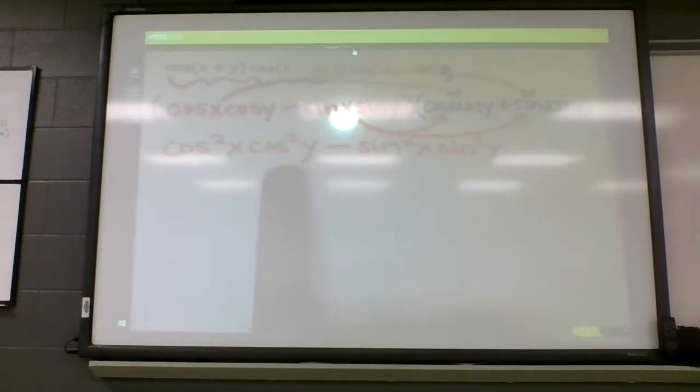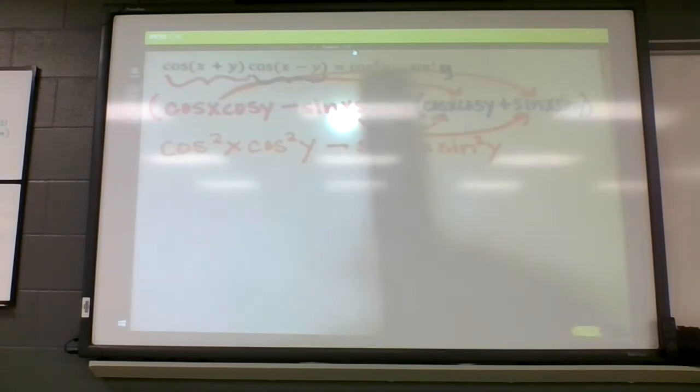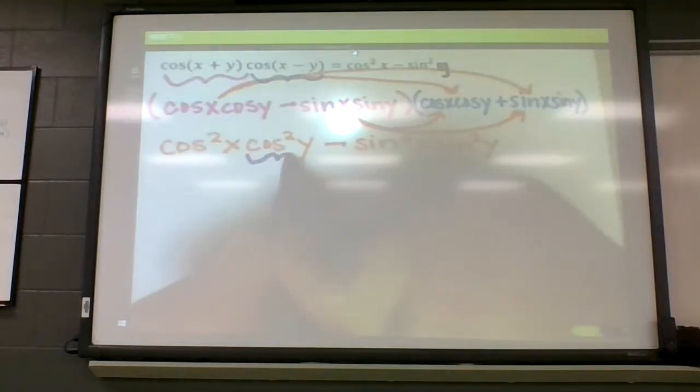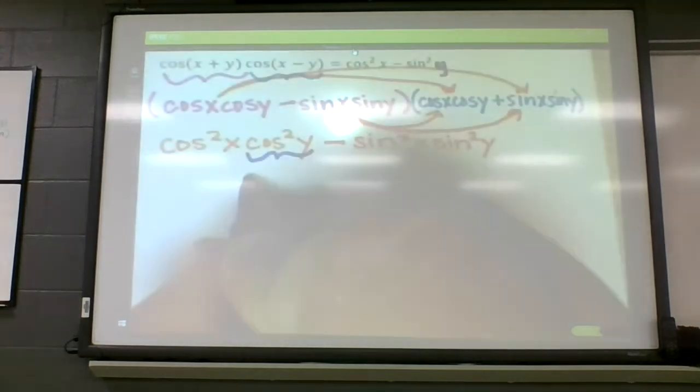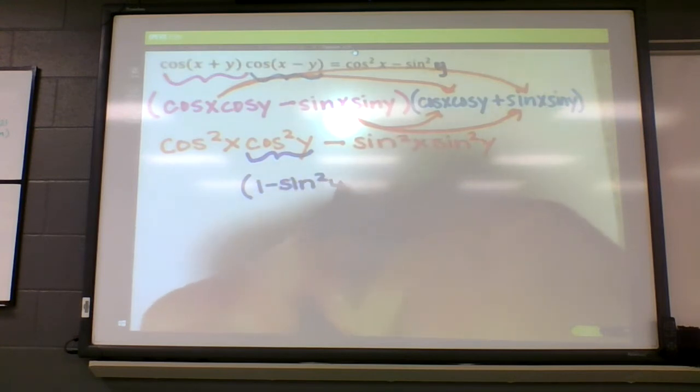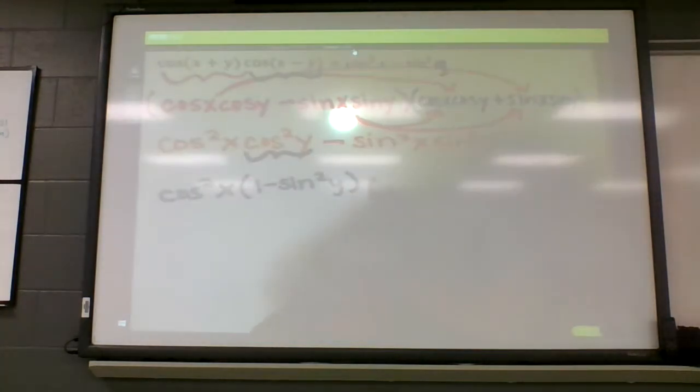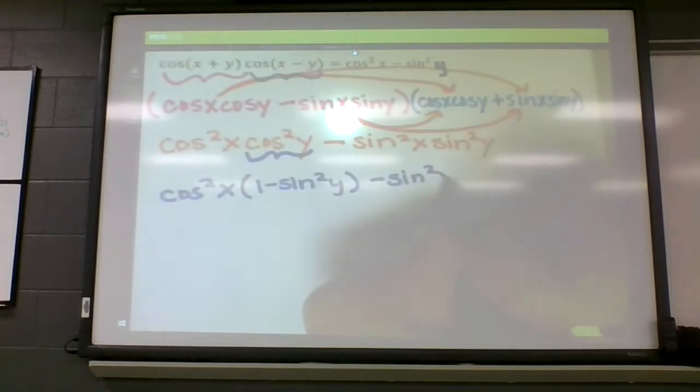Cosine squared of y. You do not need a cosine squared of y because there's not one in the answer you're trying to get to. So we are replacing this one here. The other one you could replace would be the sine squared of x, because you don't need that either. So cosine squared y gets replaced as 1 minus sine squared y, and there's a cosine squared of x in front of it, and then we have the sine squared x sine squared y behind it.